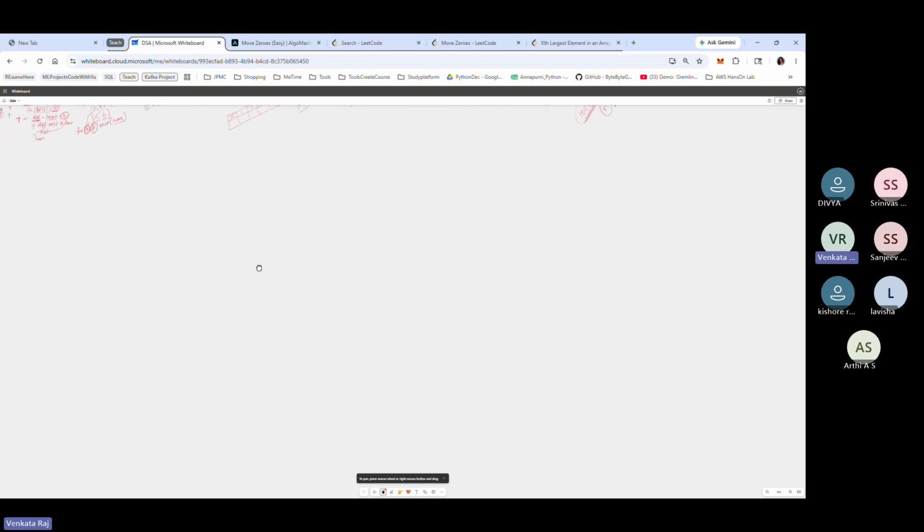Okay, I guess it's visible now. So here we need 2 pointers, so that we need not have a new array. We can use 1 pointer to keep track of non-zero elements. And as we scan through the array, every time we find a non-zero element, we swap it into the position where we found the 0.